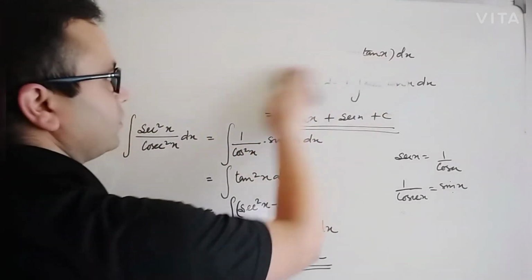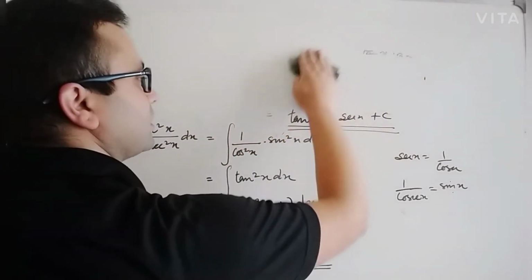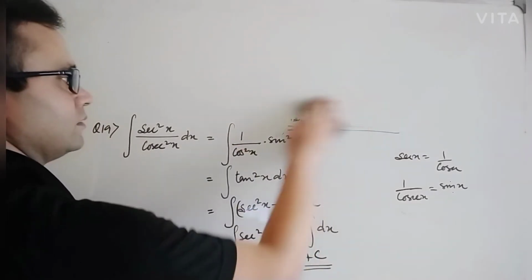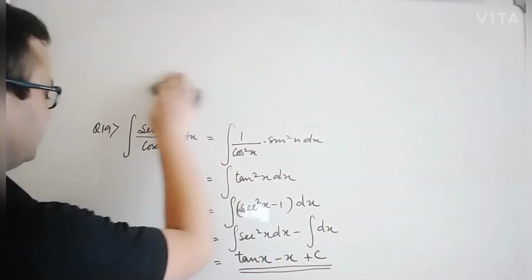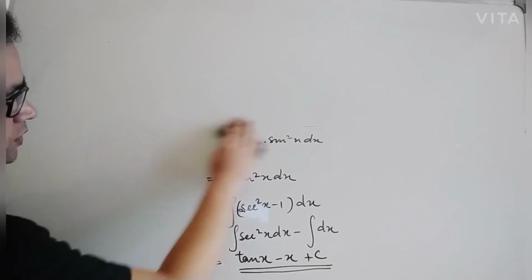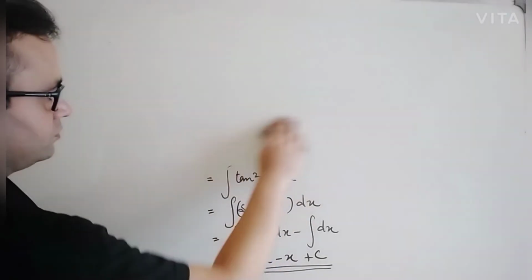If the given functions are in integrable form, then we will simply integrate the function. If the given functions are not in integrable form, first we have to make them into integrable form. After that we will integrate.